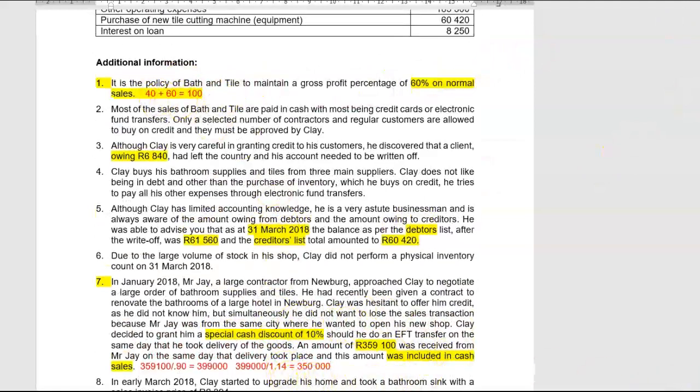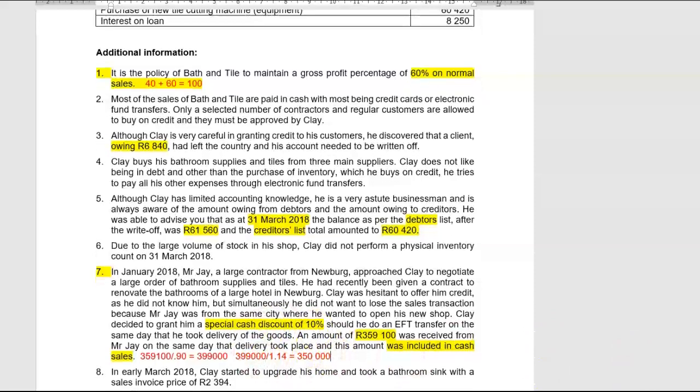Now, if we want to apply our profit formula, we can only apply our profit formula on the 350,000 rand. So let's remember, at the stage when we have credit sales, when we have the figure for credit sales available, and we want to convert our total sales figure into a cost of sales figure, we have to make provision for this little anomaly that took place during the year.